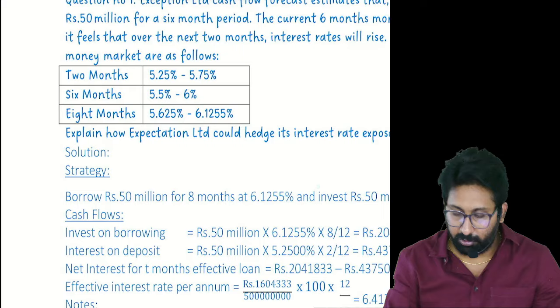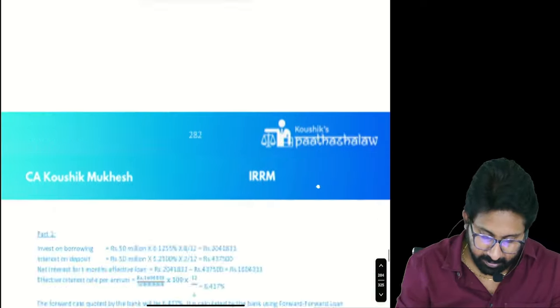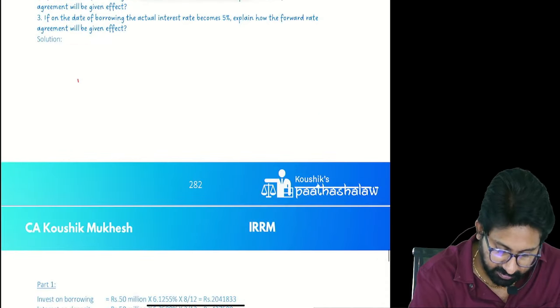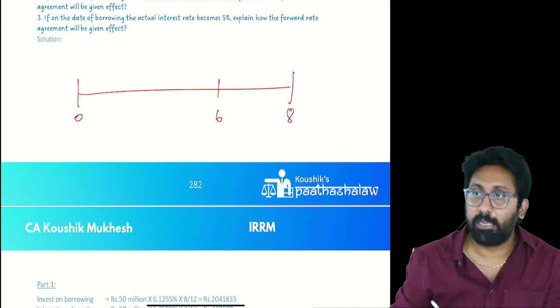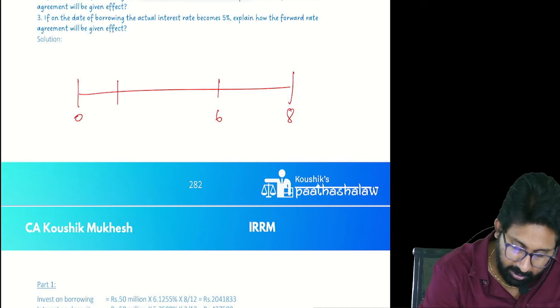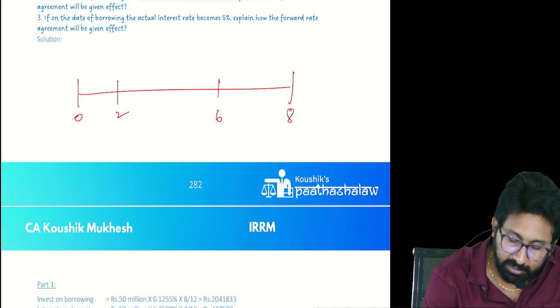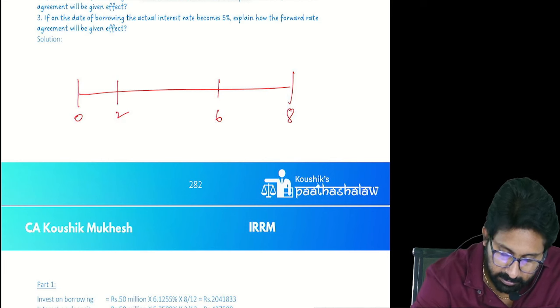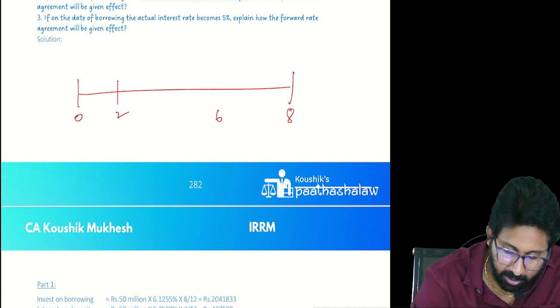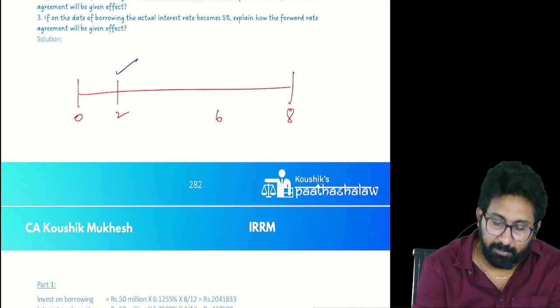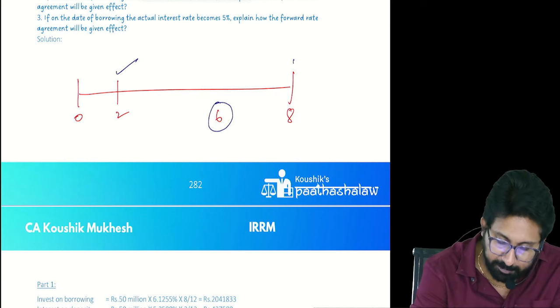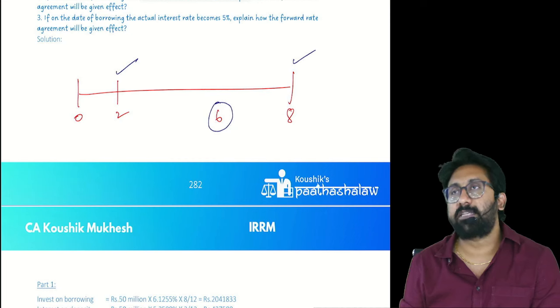I will repeat one more time. See the screen: 0, 6, 8, and 2. Tell me, when do I want the money? Today, or after 2 months? For a period of how many months? Expiring in which month? Answer.